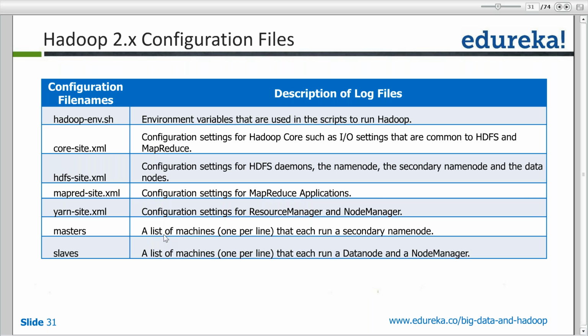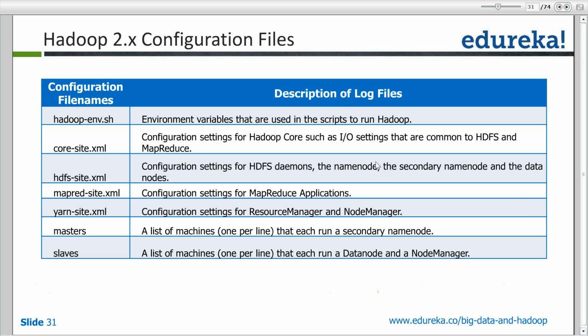So you have around 4 XML files which are available. That's core-site.xml, hdfs-site.xml, mapred-site.xml, and yarn-site.xml. Along with this, you have a shell script, hadoop-env.sh, and 2 normal text files, masters and slaves. Now let's discuss what each file contains. Now in your core-site.xml, when I say Hadoop at core, what does that mean?